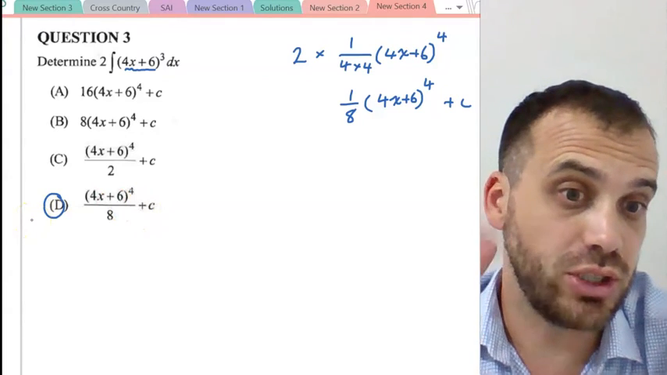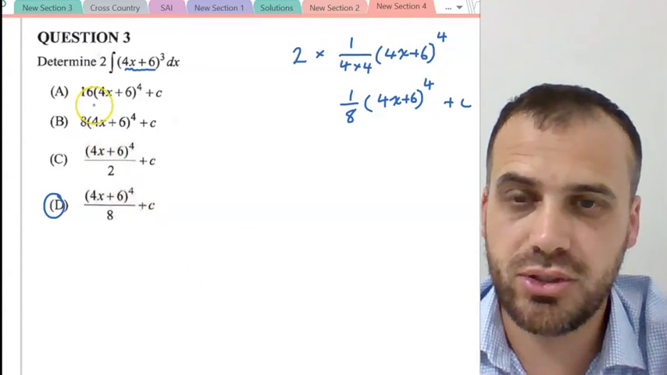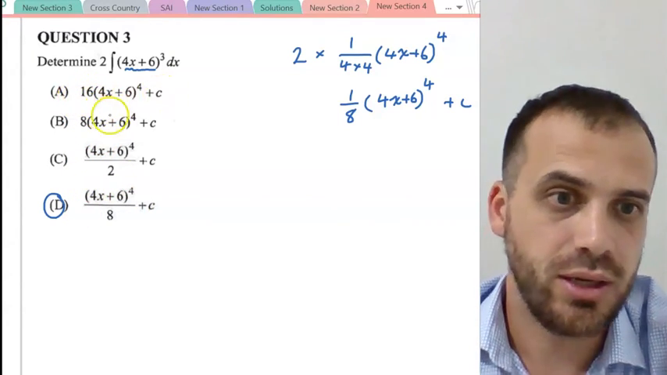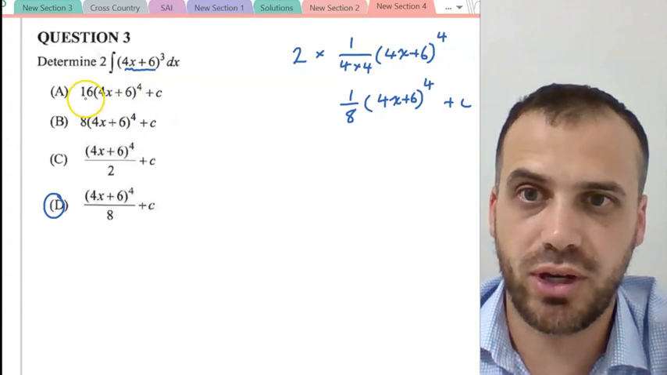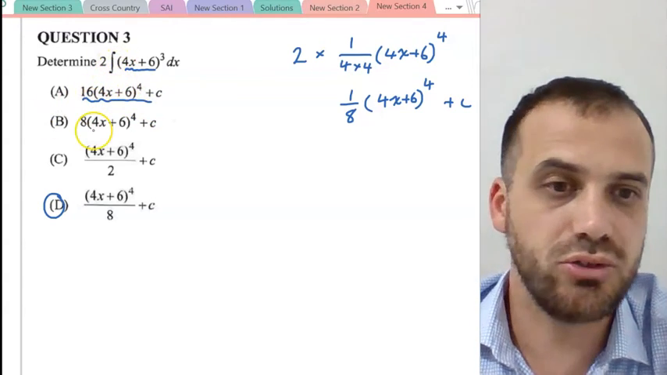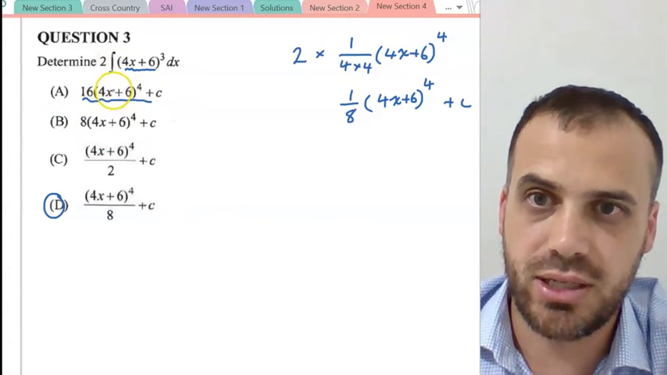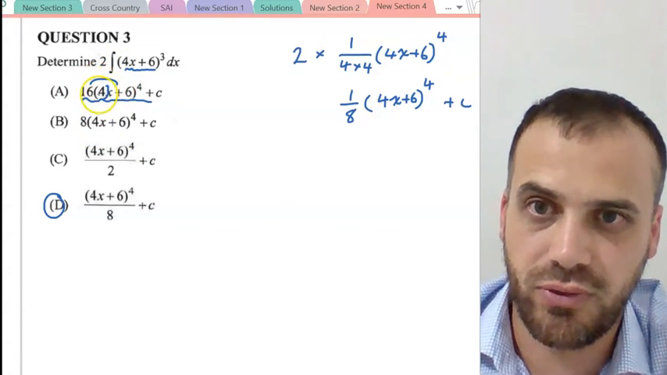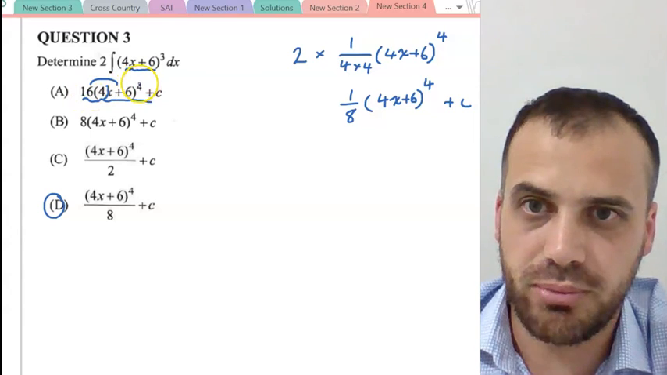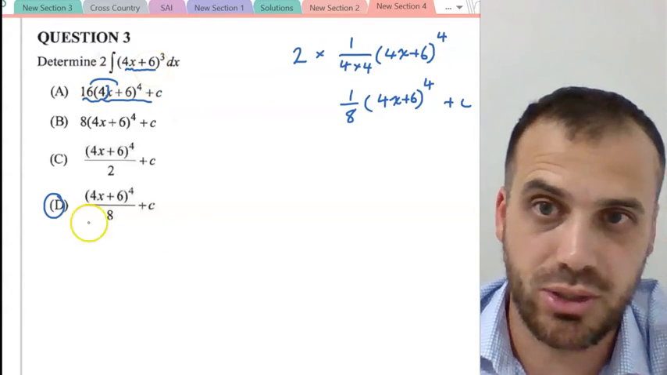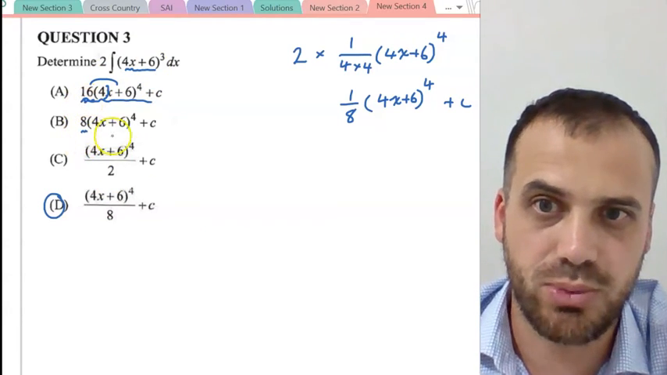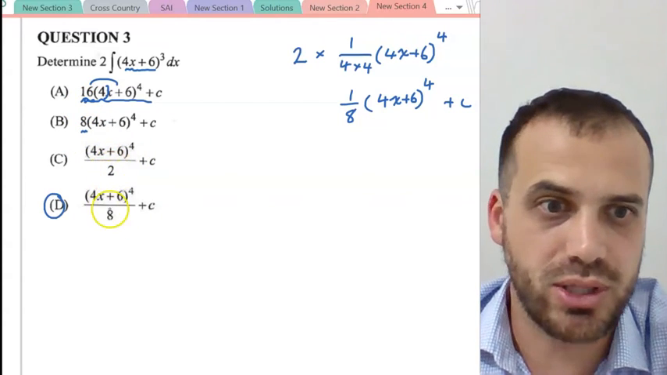Now, if your integration is not strong, then what you need to do instead is look at all of these answers and see if when you derive them, you get the answer. So if I was to find the derivative of A, which I think is not going to give me the answer, but I can try it. So I can do 16 times the derivative of that, so 16 times 4, that's going to be like 64 multiplied by 4. That number's getting really big, so it's probably not that one. And if that number out the front's getting really big, then it's probably not this one as well, which would lead me to try this one or this one next.